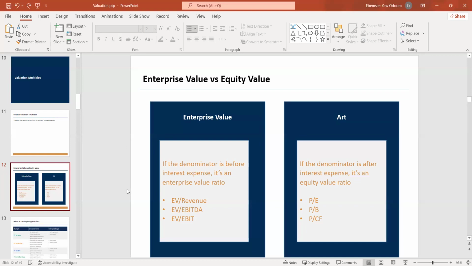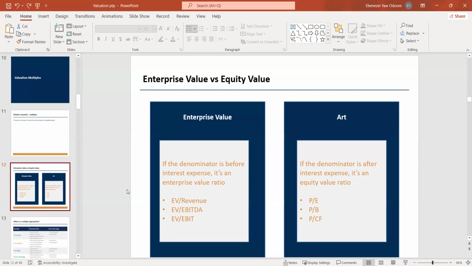So for you to say that a particular multiple or ratio computation is an EV, an enterprise value computation, or that the multiple can be used to generate the enterprise or whole value of the business, you are assuming that the denominator, the divisor, is before the interest expense of the account. An example is EV over revenue, EV over EBITDA, or EV over EBIT.